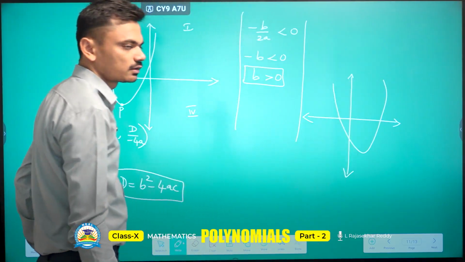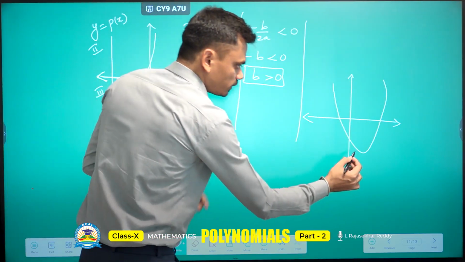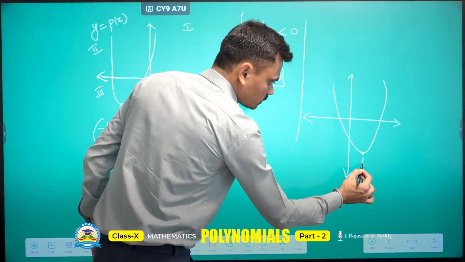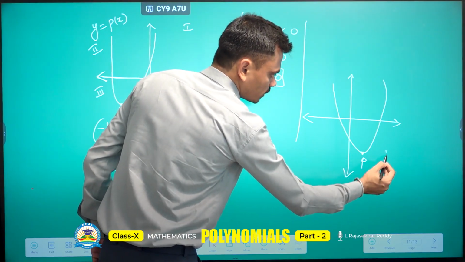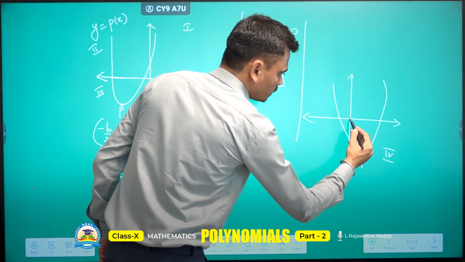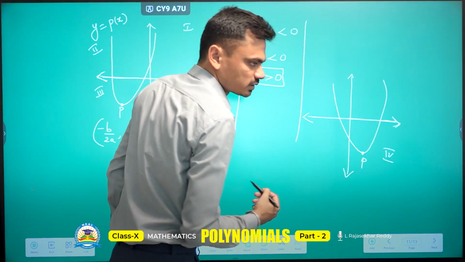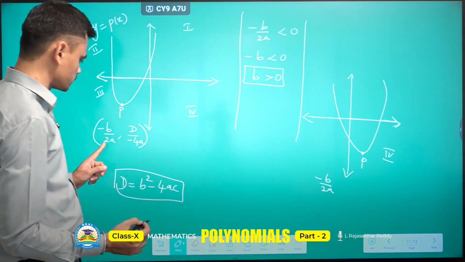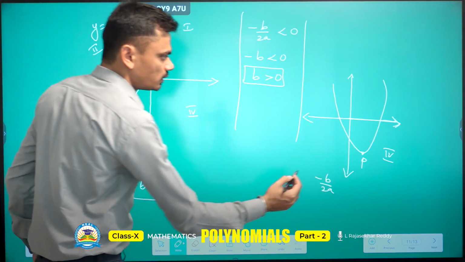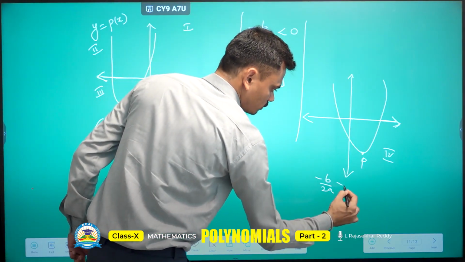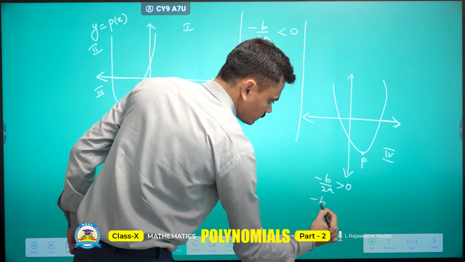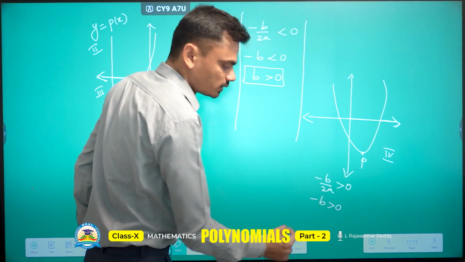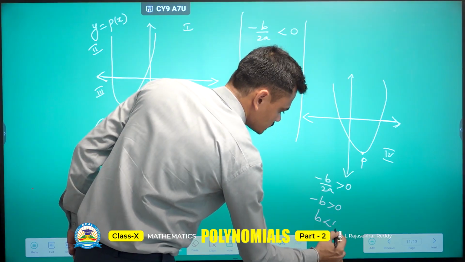Like this one parabola is there. So here the maximum point P is in the fourth quadrant. So in the fourth quadrant x is in the positive direction. So minus b by 2a, the x coordinate, in the fourth quadrant x is positive, no, greater than 0. So minus b is greater than 0. Then b you can say less than 0.